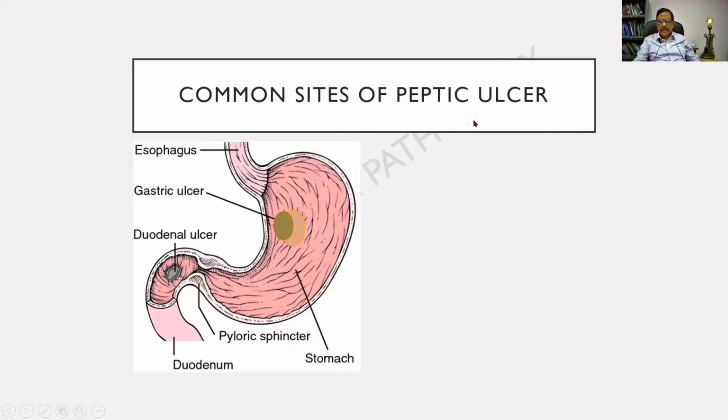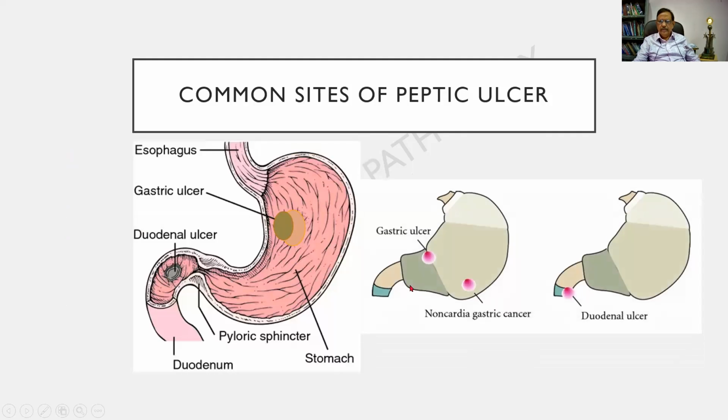And there are the common sites. One is a gastric ulcer, another is a duodenal ulcer. The duodenum in the first part of the duodenum, and the stomach towards the lesser curvature. So gastric ulcers are there, whereas a malignant one will be more towards the greater curvature. That is a cancer.